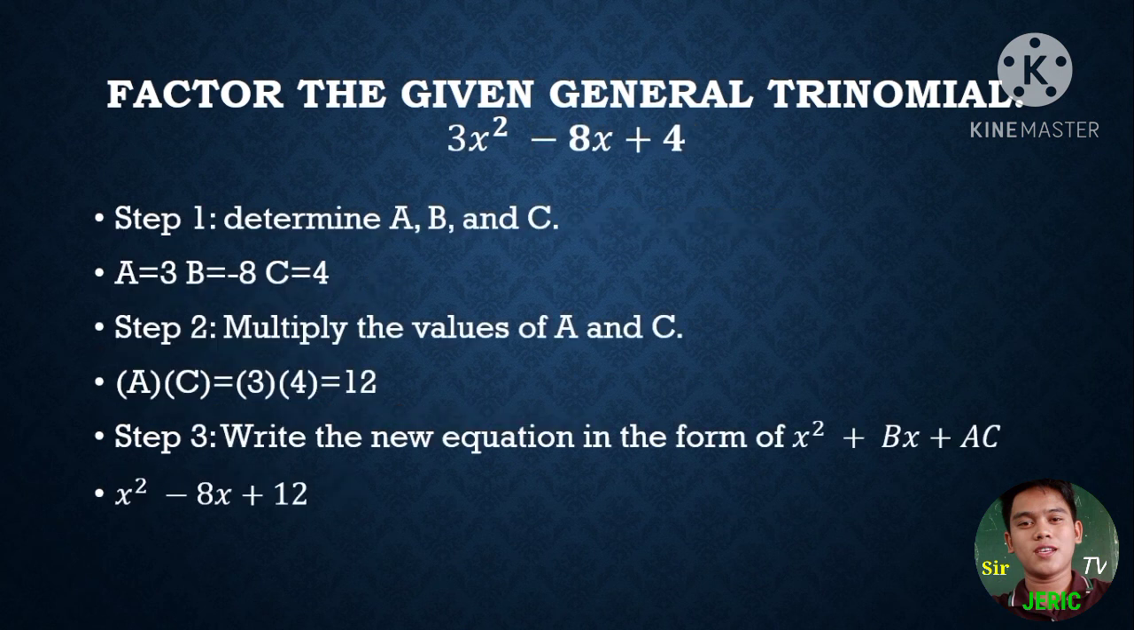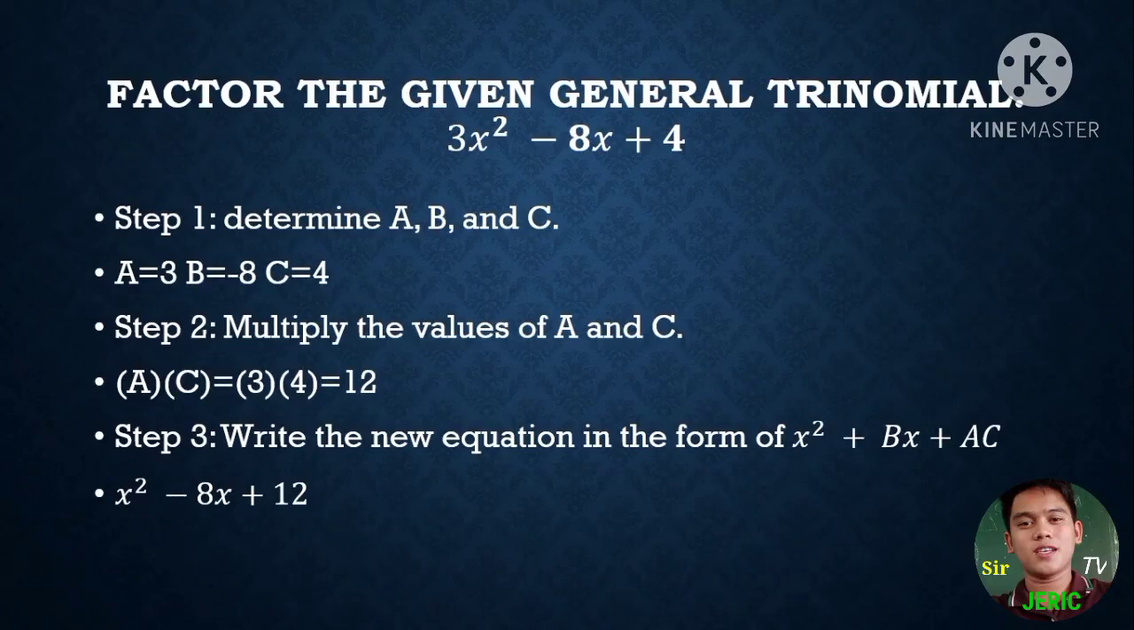Now, let us talk about the next example, which is 3x squared minus 8x plus 4. So, the first step is to determine the values of a, b, and c. So, our a here is 3, our b is negative 8, and our c is positive 4. Then, the next step is to multiply the values of a and c. So, since our a is 3 and our c is 4, we have 3 times 4 is equal to 12.